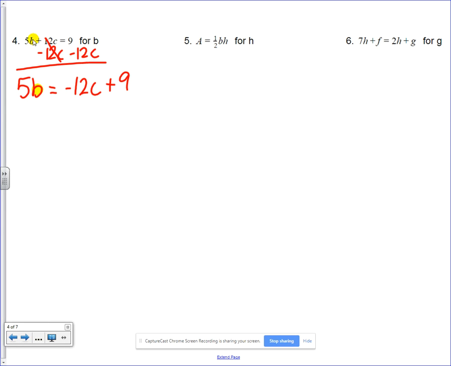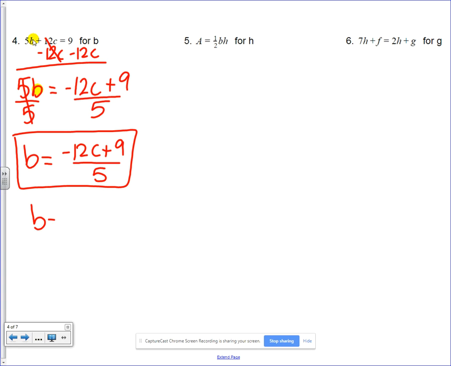Still trying to isolate that b, folks. Divide by 5. Question. Do 12 and 9 divide by 5? No, so you can just leave this as a big old fraction. Or you can split it into 2 mini fractions, which is what, Tyler, you were talking to me about just a minute ago. Either answer is good.